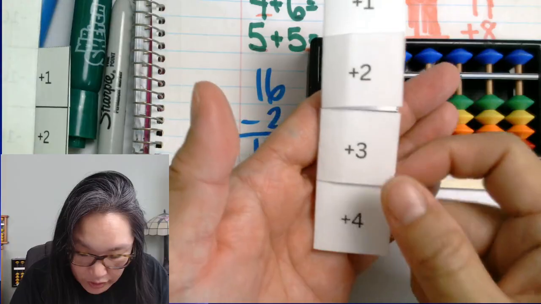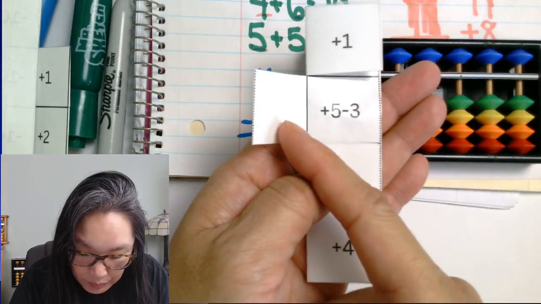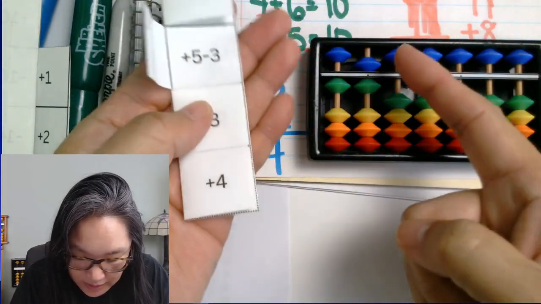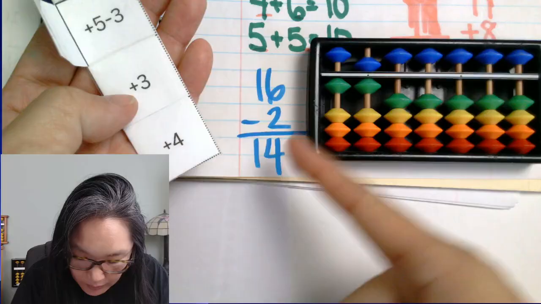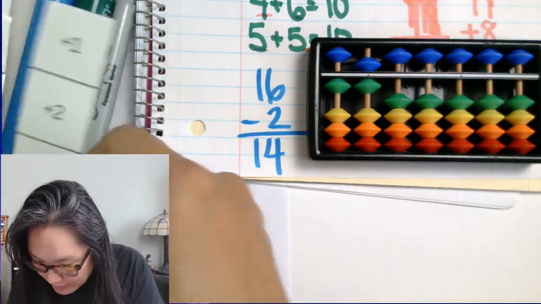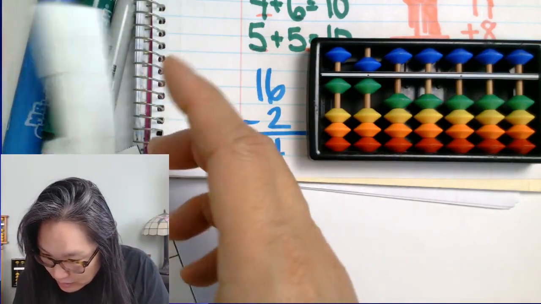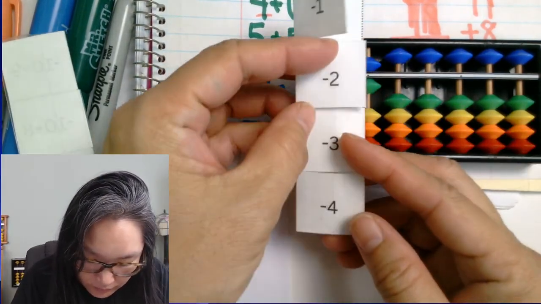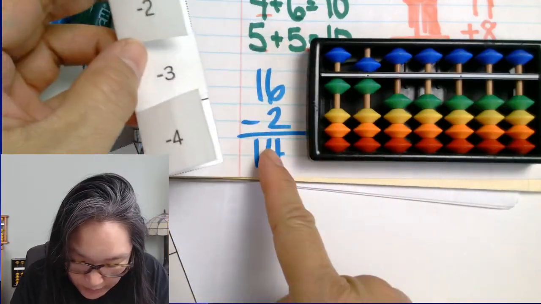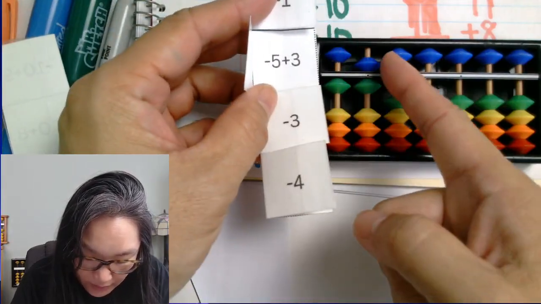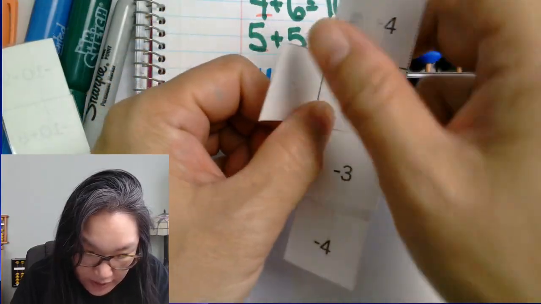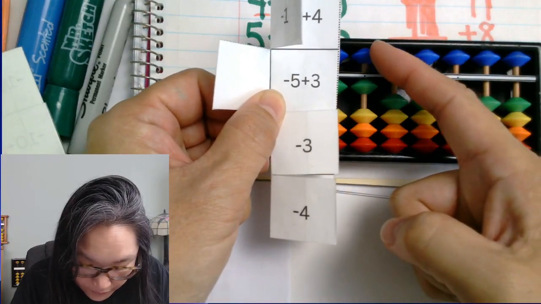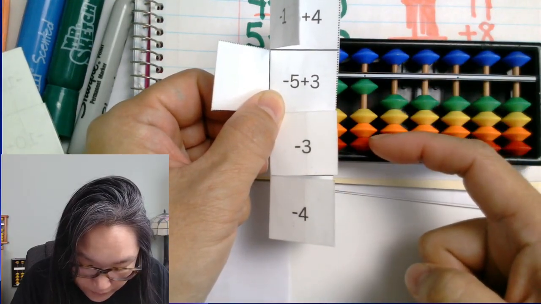So if I'm going to do the 2, then all I got to do is plus the 5 minus the 3. So I'm going to plus the 5. No, I'm sorry. I'm going to minus the 2. I'm minusing the 2. I'm so sorry. I need to minus the 2. I'm taking away the 2, so I minus the 2. Can I take away the 5? Yes, I can take away the 5. To take away the 5 is minus the 5 and then plus the 3.